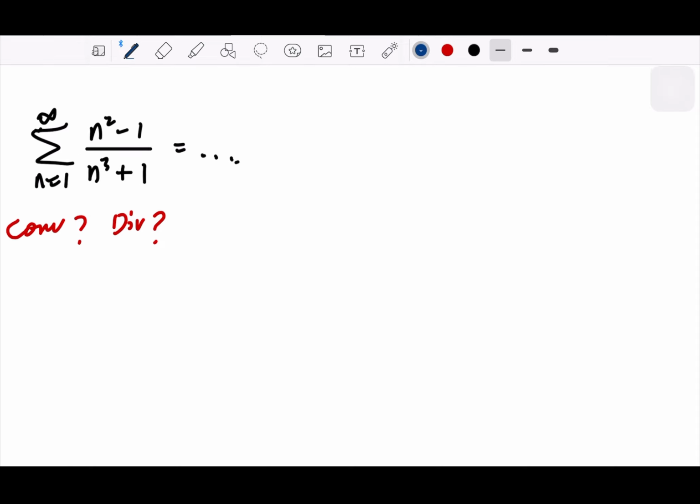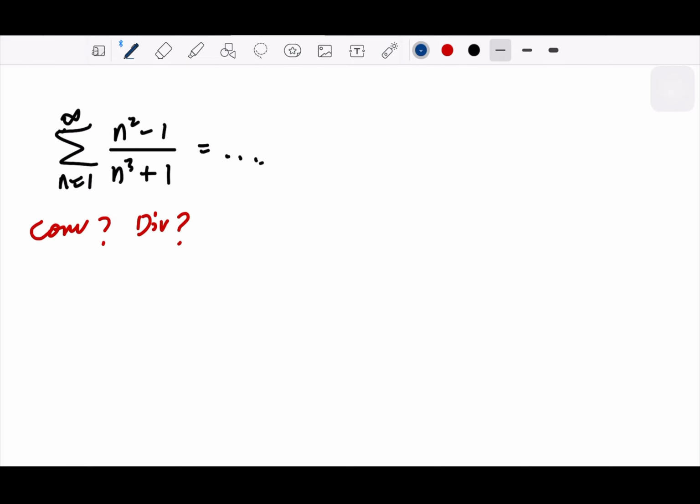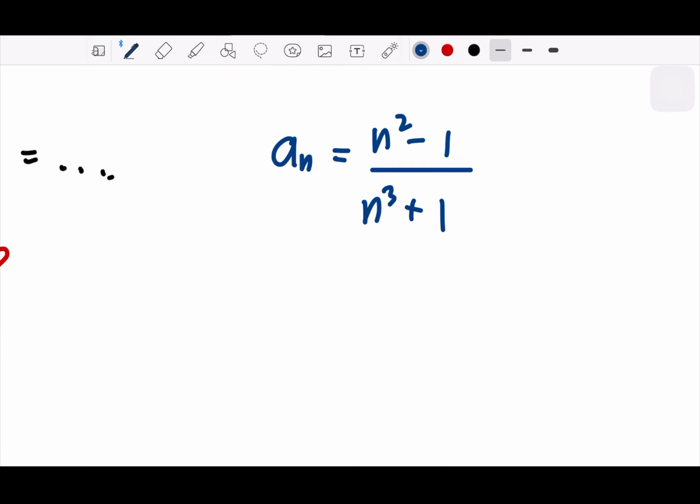Okay, so probably my suggestion or my possible answer here is we can imagine this as being n squared minus 1 over n cubed plus 1. And then by looking at this n squared and n cubed, we can imagine a comparison with 1 over n, probably. But since we have minus here, I think we are not sure if we can do direct comparison. So we can go the limit comparison. I think that is more logical, right?